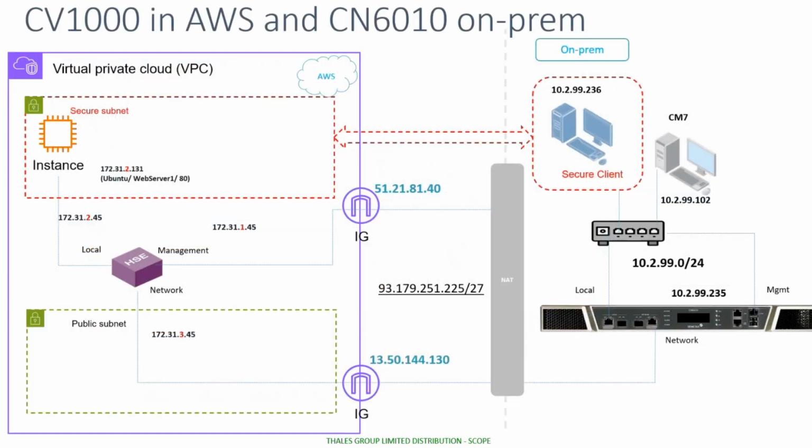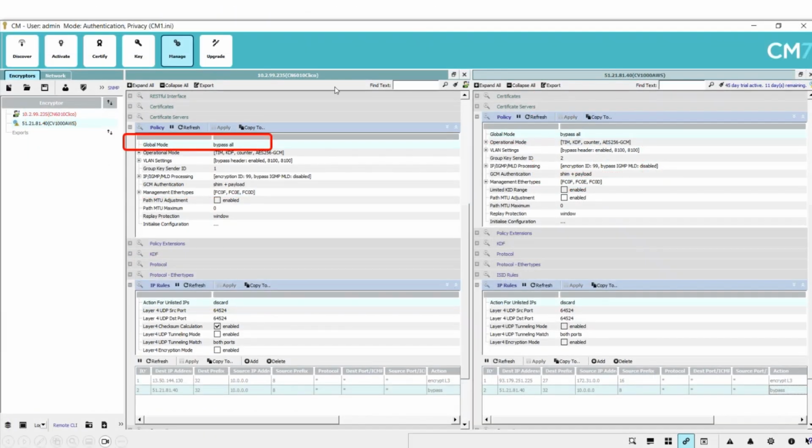Okay, so this is my working environment. And at the first test, we simply change the encryptor's global mode to bypass all. No, don't encrypt, which means do nothing with the packets. By the way, you can see here the IP rules I mentioned.